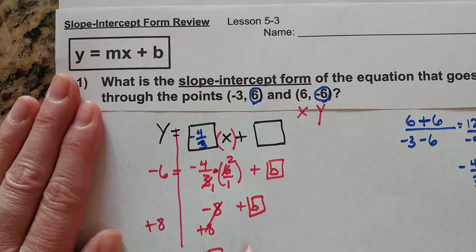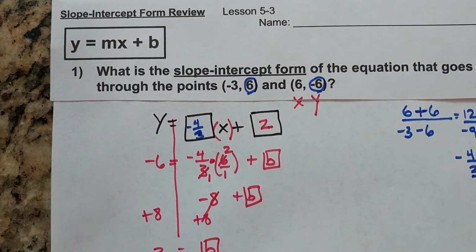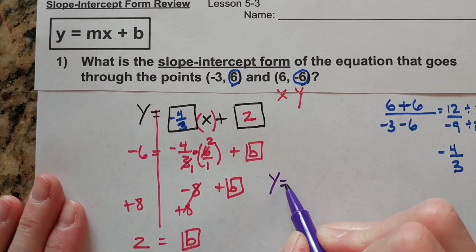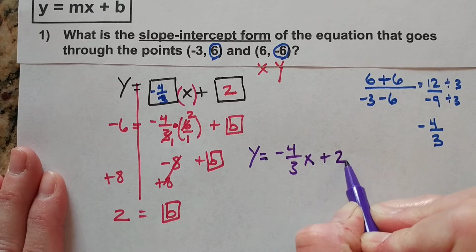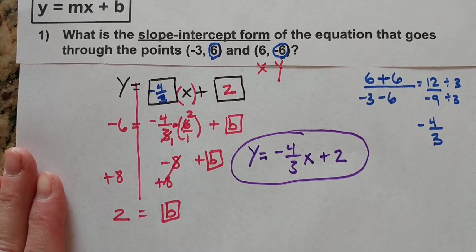So I have the b, it's 2, and I'm going to go ahead and put that into the box. So now I have the entire equation. y equals the slope of negative 4/3 and then plus 2, which is the y-intercept. And that would be my equation of the line.